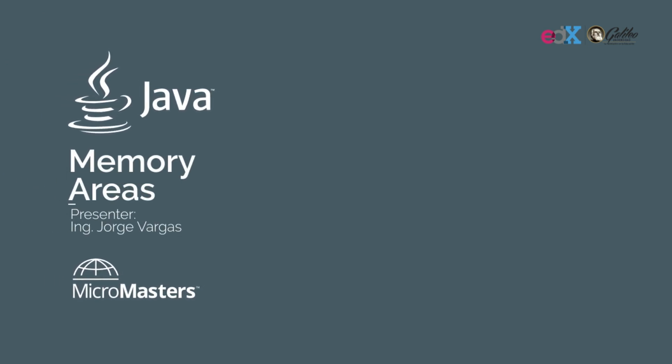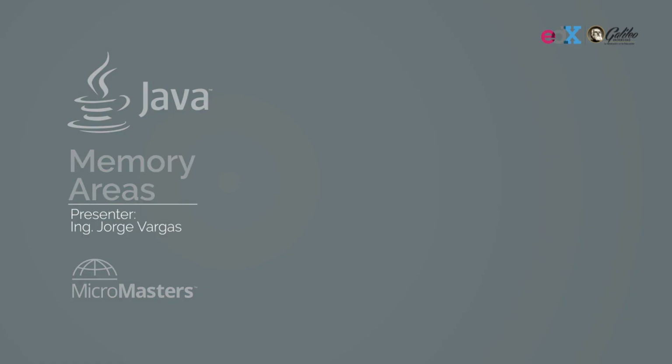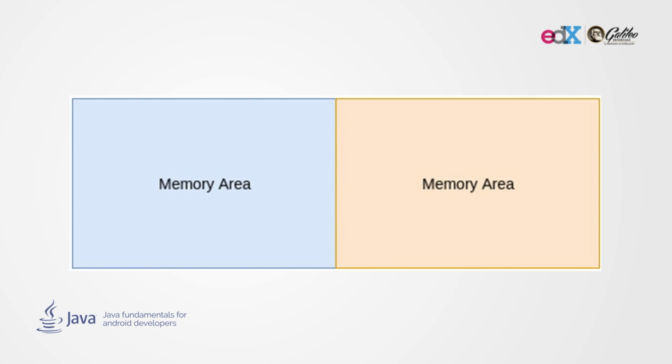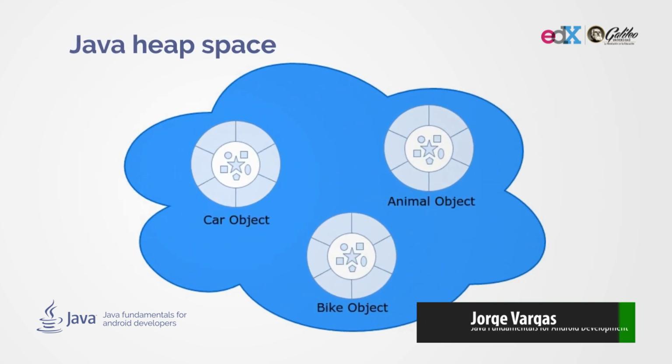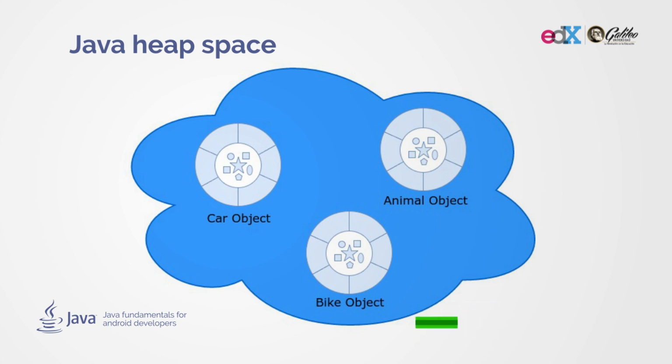Memory areas. In Java, we have two memory areas. These memory areas are different because Java decides where to store different data from the program, depending on the use of this data. Java heap space is used by the Java runtime to allocate memory for objects and classes that they need to load, to compile, and to instantiate the objects.